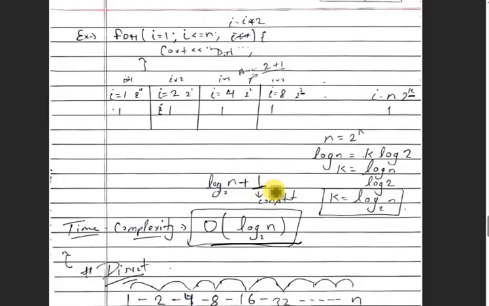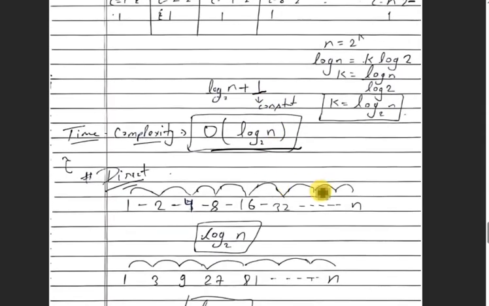Got it, everyone? So this is all about time complexity, and these are directions for time saving techniques. If the difference is 2, it is log 2 n; if the difference is 3, it is log 3 n; if the difference is 4, it is log 4 n.